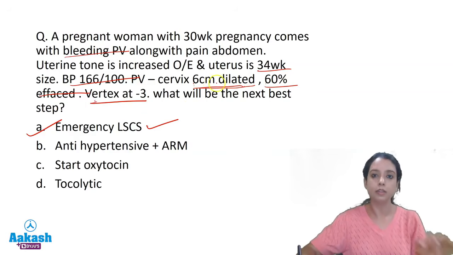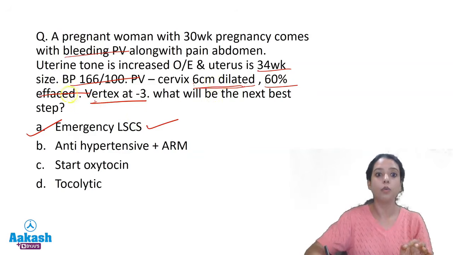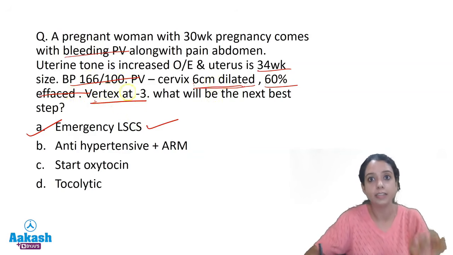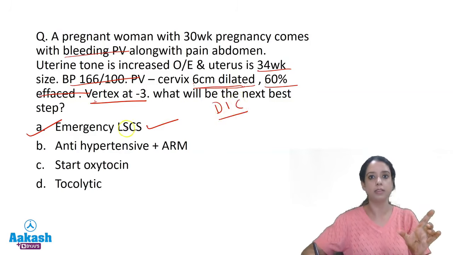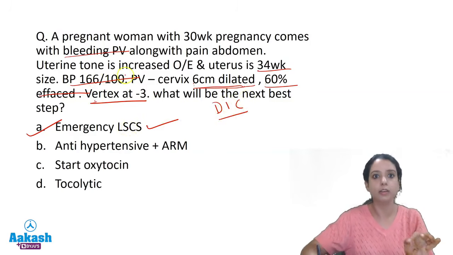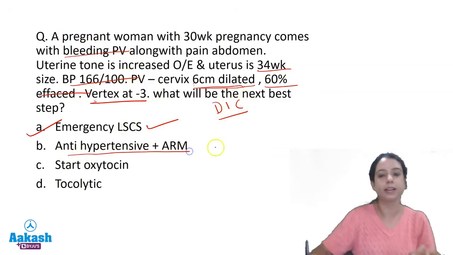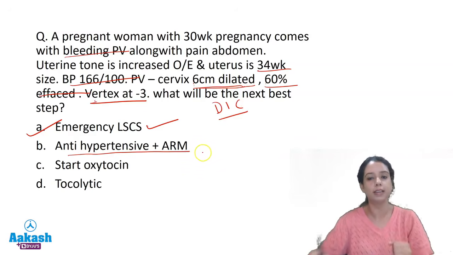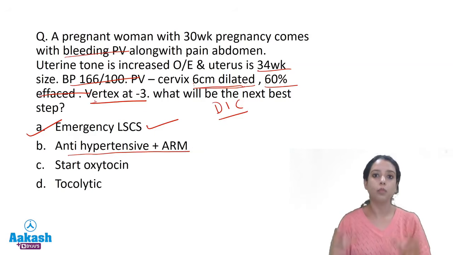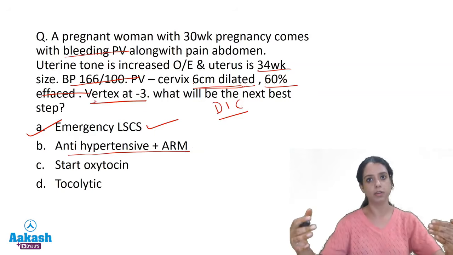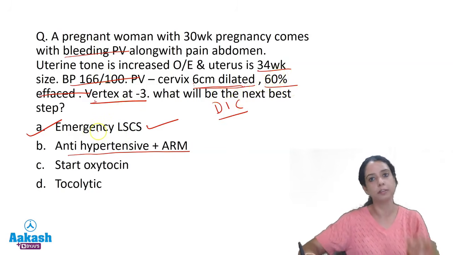She is 6 centimeter. You will not do cesarean for a dead baby unless her vitals start deteriorating. If her vitals start deteriorating, or she starts bleeding because there is risk of DIC, then you do emergency LSCS. Otherwise, if her vitals are okay and she is not in hemorrhage, the answer will be antihypertensive plus ARM, because ARM is a method of induction of labor. By doing ARM, you will make her progress into labor further. So if FH is present, the answer is LSCS. If FH is absent, the answer is B. Correct?